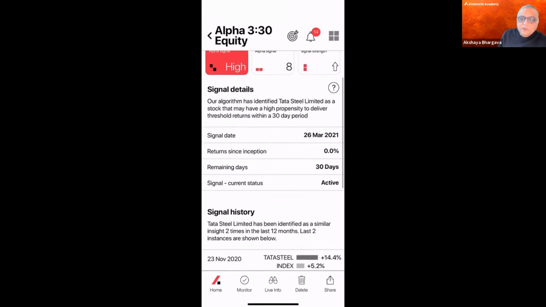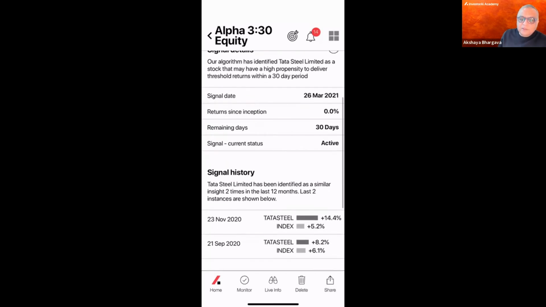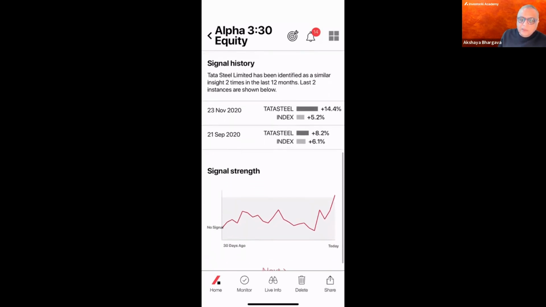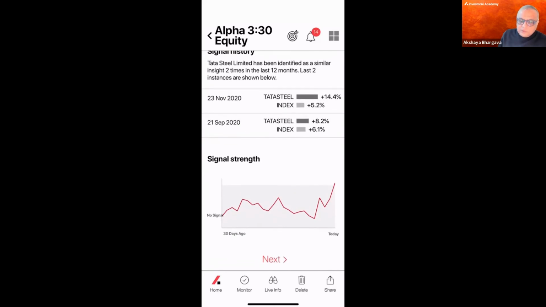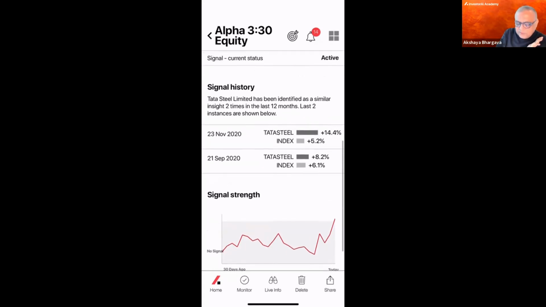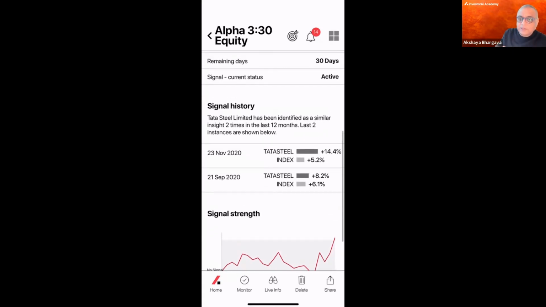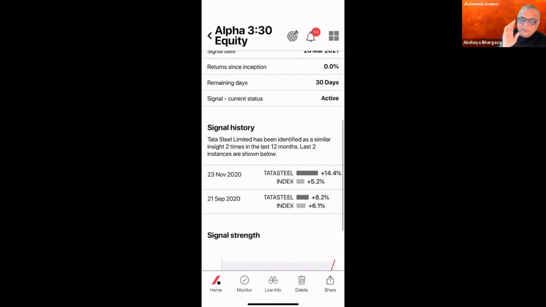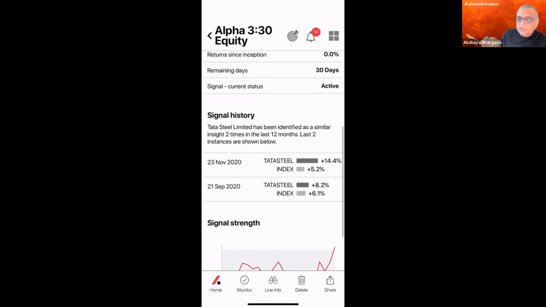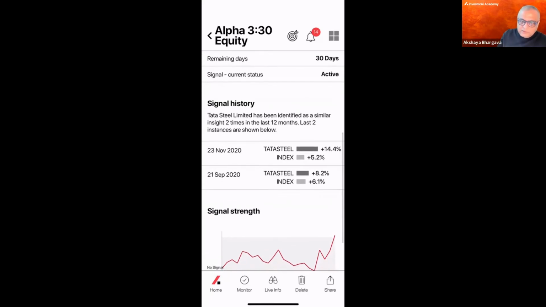So what happens is we compute the signal every single day. Okay, and we always show you the last 30 days, how the signal has moved. Whenever the signal crosses a certain threshold, it becomes a high signal, and we show it to you. Now, there is no guarantee that the next day it is going to remain high. It may remain high, it may not remain high, but it will fluctuate every day, and we'll show you the fluctuations. So if you see something in Alpha 330, the best time to buy is on the day you have seen that insight, because that's when the signal is high. After that, it may or may not remain high, and you will see that in a while.